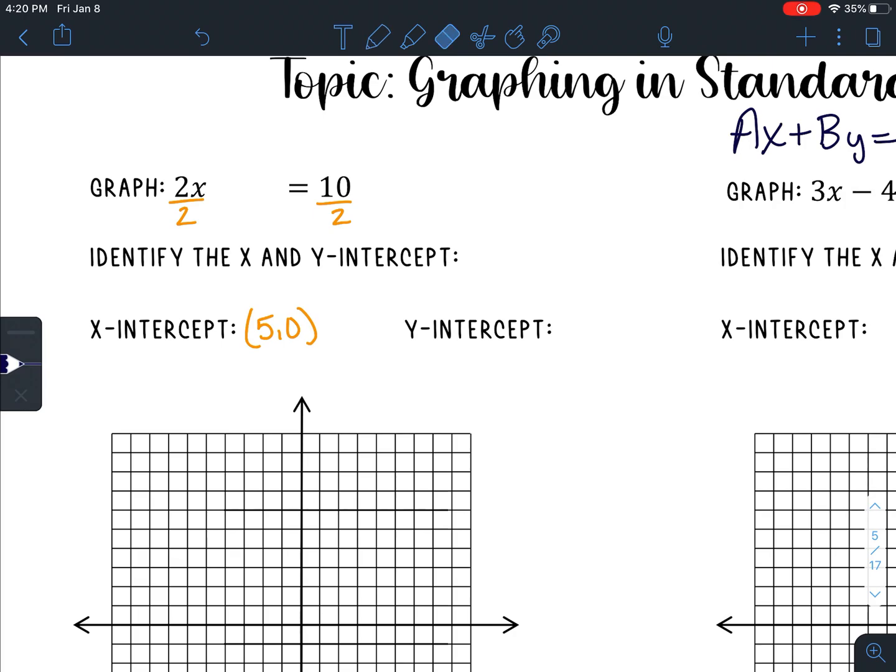Okay, we're going to do the same thing with our y. So this time we're going to cover up our x, and we're going to solve. This time I'm going to divide both sides by 5, and I get y equals 2. So my y-intercept is going to be 0, 2.